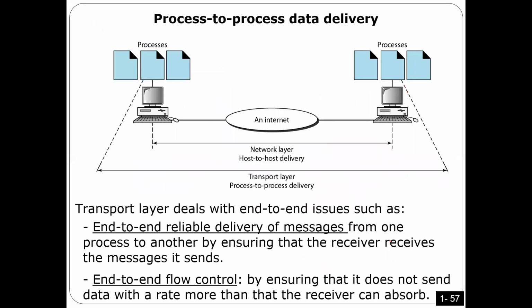I think this is a very important slide. I wish you understand it. So the network layer is for delivering host to host, computer to computer. The network layer doesn't know or care about the port number or which application is communicating to which application. It's not its responsibility. The responsibility of the network layer is just, if I'm going to take data from this computer to that computer, that's it.